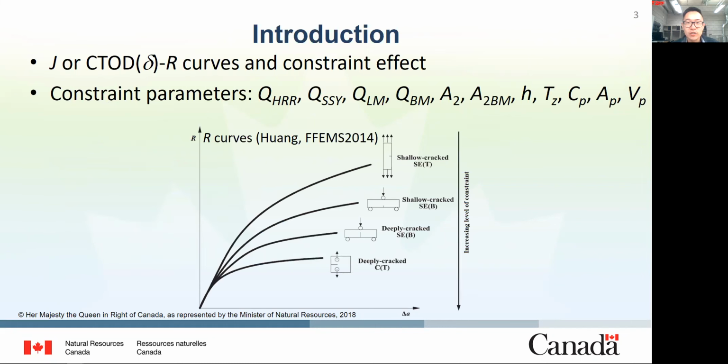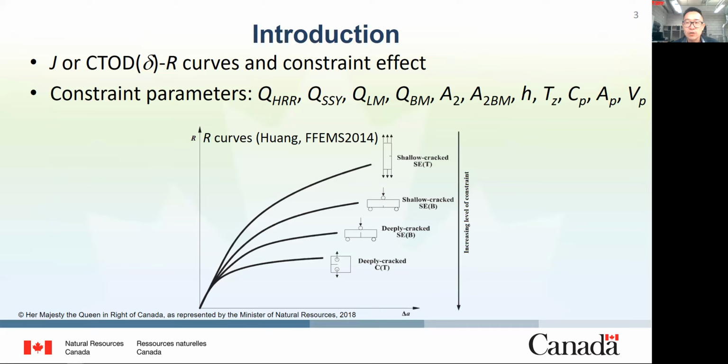R curves, including J and CTOD R curves, have been widely used in the integrity assessment and strain-based design of energy pipelines. Fracture specimens with different geometric configurations and subjected to different types of loading lead to different R curves, which is the so-called constraint effect.